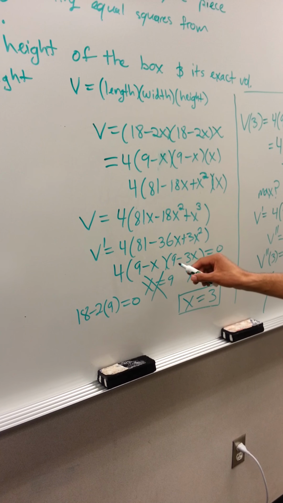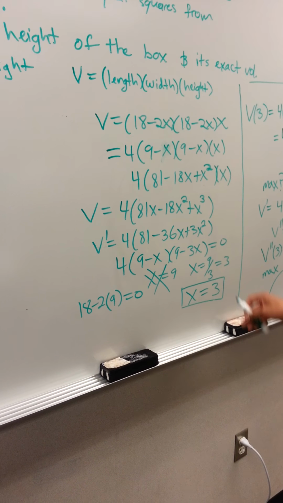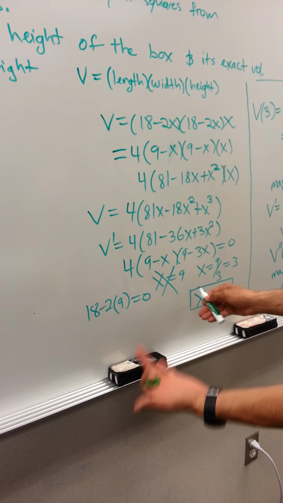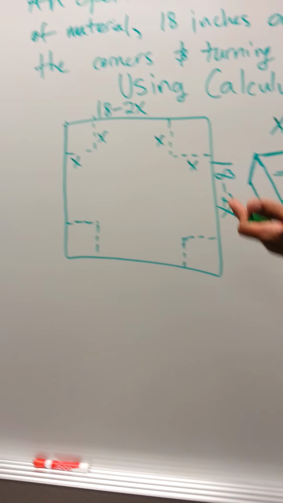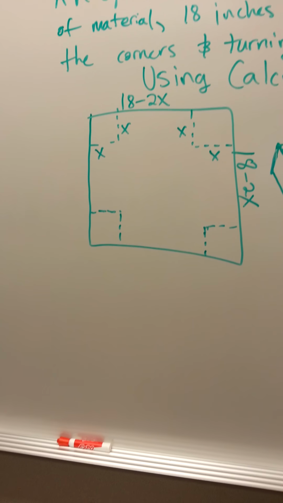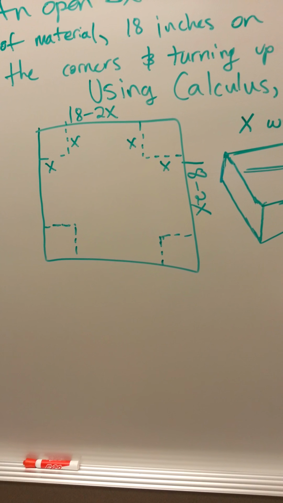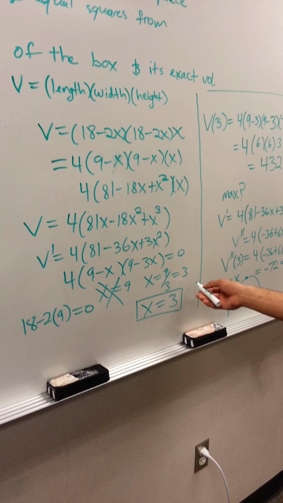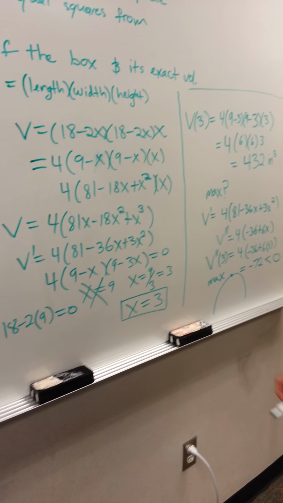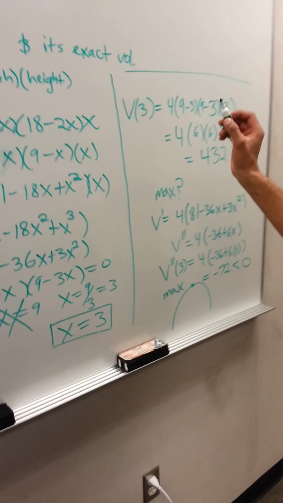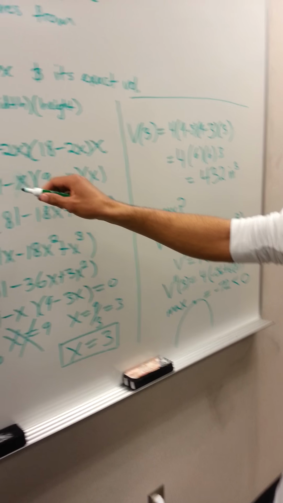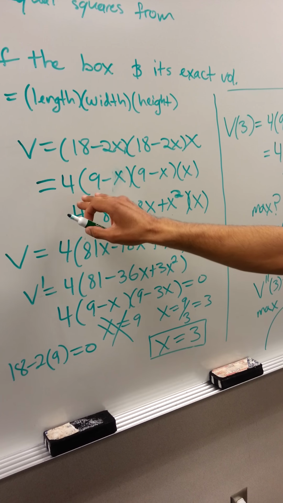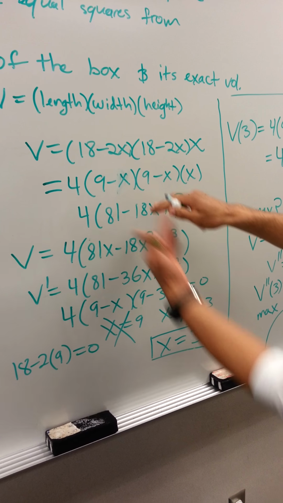Now we have to set the first derivative equal to 0. What results is we get x equals 9, which we cannot use because if I plug it back into the side here, I'll get 18 minus 2 times 9, which results in 0, which means we can't use it. So that leaves us with x equals 9 over 3, which is equal to 3, which we can use. So what I'll do now is plug this 3 back into our original equation.